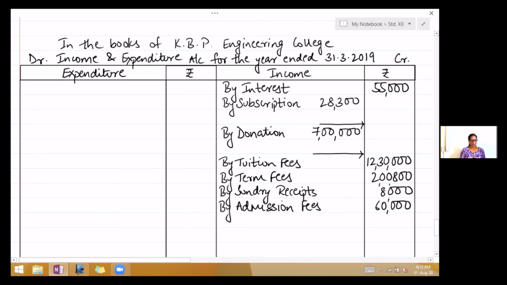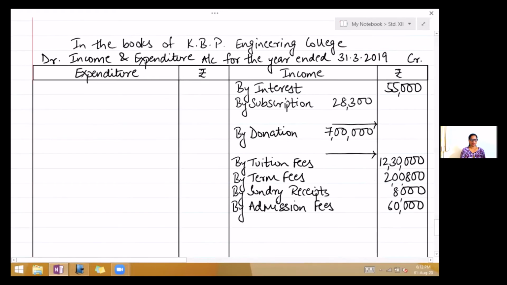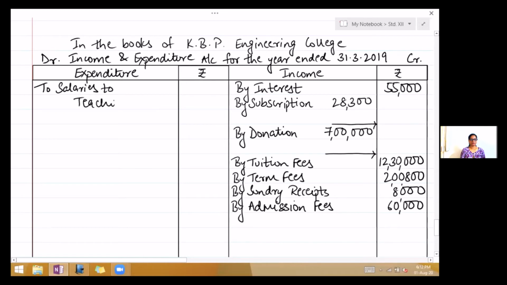Okay, come to the payment side. Salaries to teaching staff. So this is expenditure. So write on the expenditure side, to salaries to teaching staff, 11,70,000. Electricity charges, expenditure, to electricity charges, 55,000.